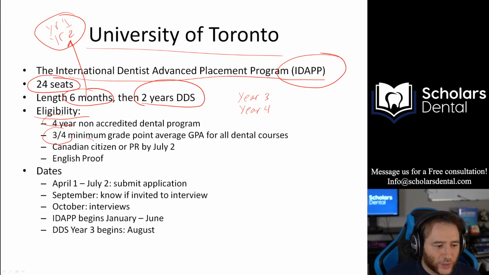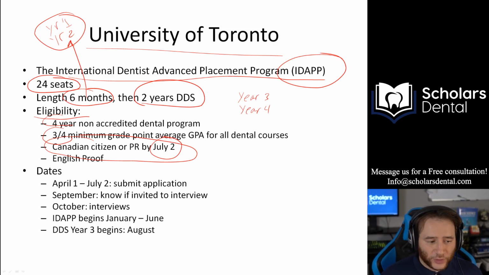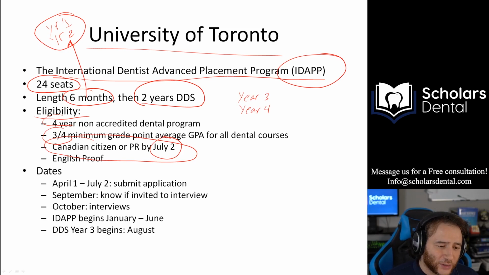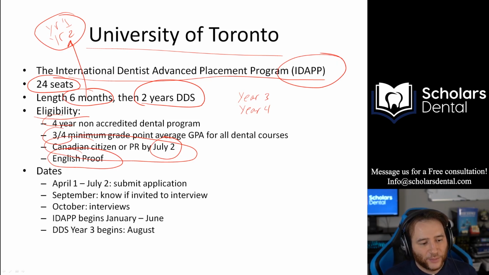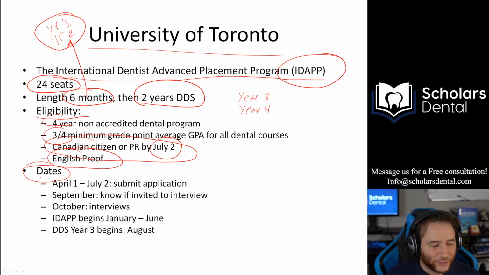So of course you need Canadian citizenship or PR, and you need to have this by July 2nd. That's when the application deadline is for each year. This is kind of universal for all universities as well. And you want English proof, same thing. This is universal. So these things you want to make sure you have, especially the English proof, for any university. Okay, important dates. Now this is where we're going to understand the timeline a little bit more.